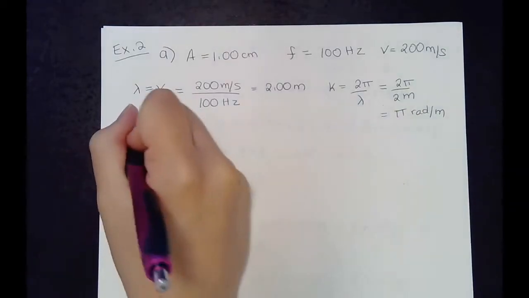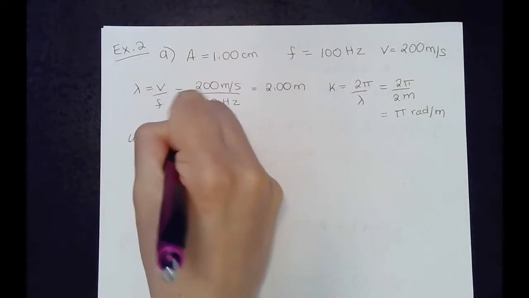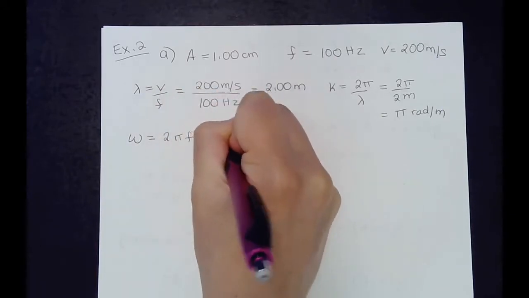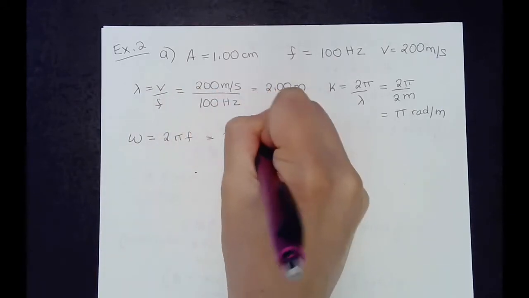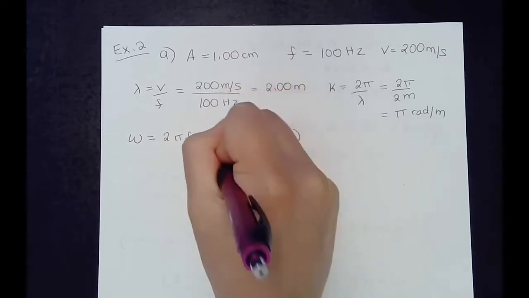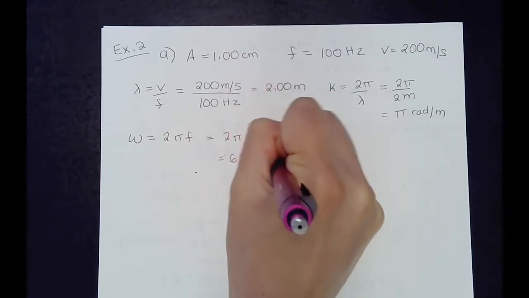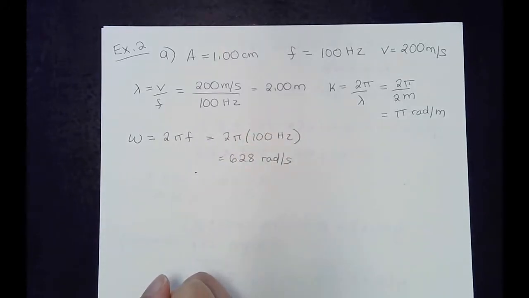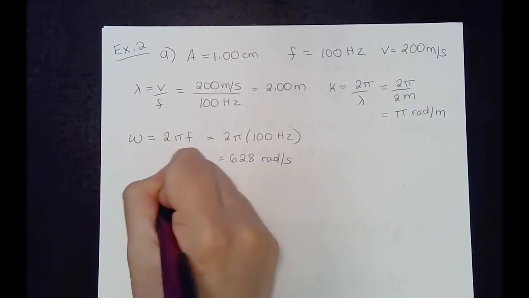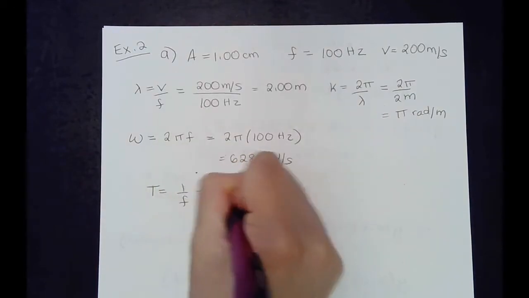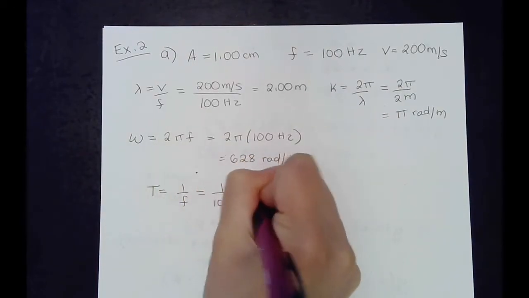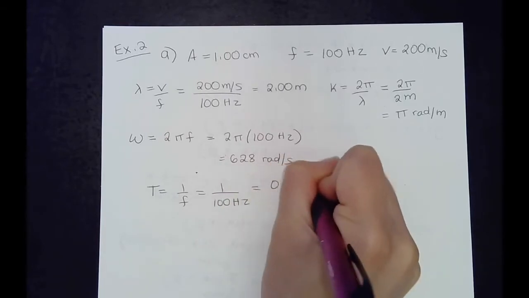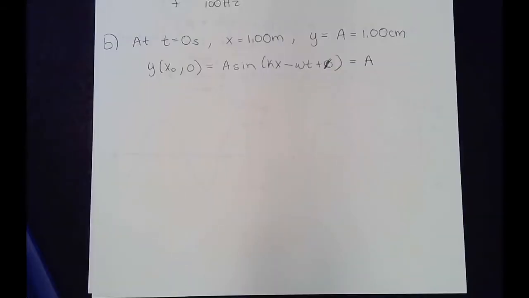And then we still have the angular frequency, 2 pi f. So that's 2 pi times 100 hertz, so 628 radians per second. And the period, T, is 1 over the frequency, so 1 over 100 hertz gives 0.0100 seconds. Okay, in order to write the equation of the wave's displacement, we have everything we need except for the phase constant. So let's use the initial conditions to find the phase constant.